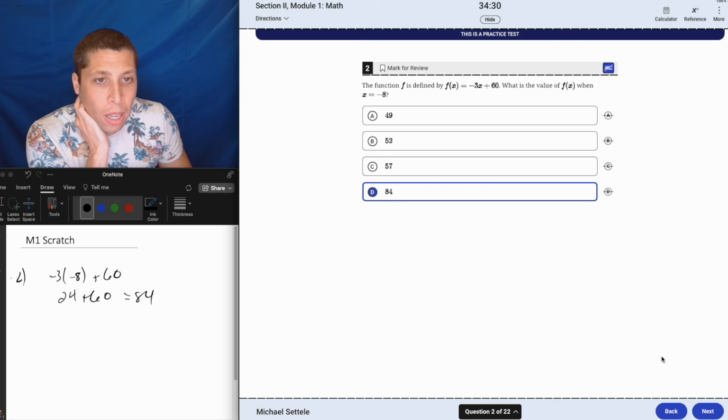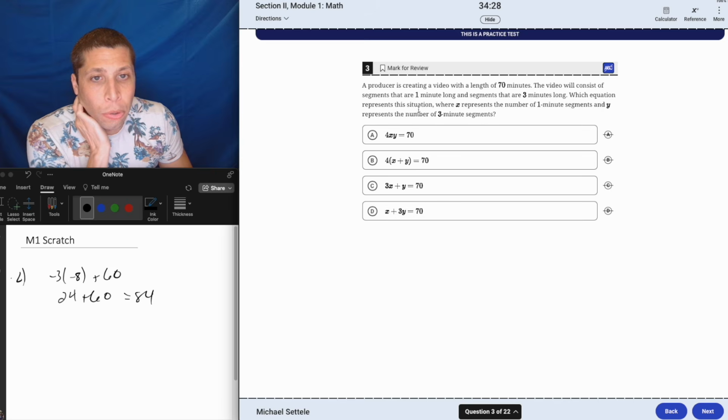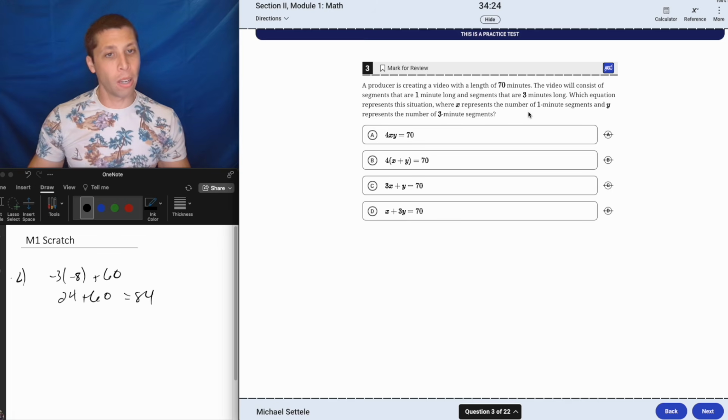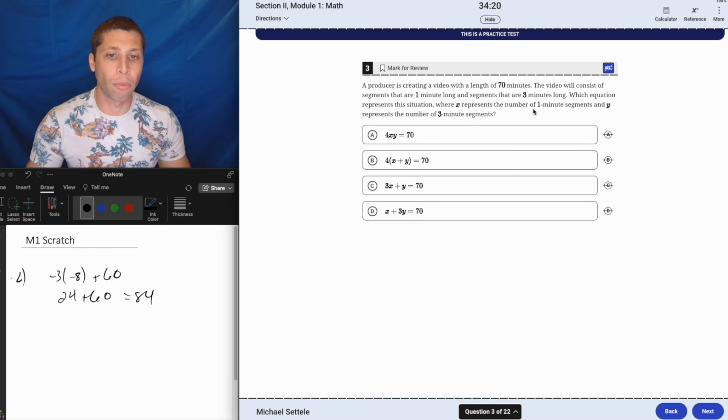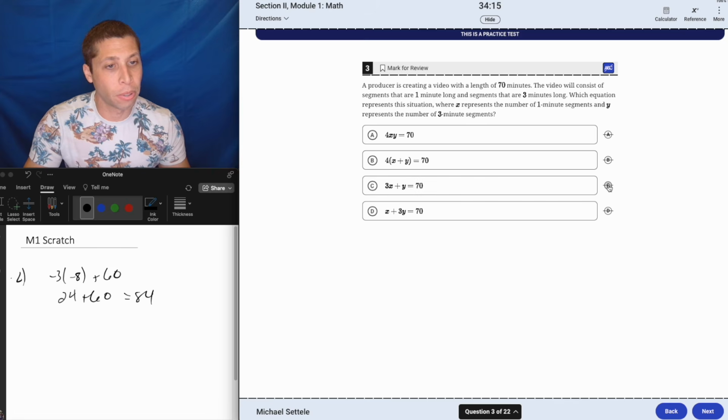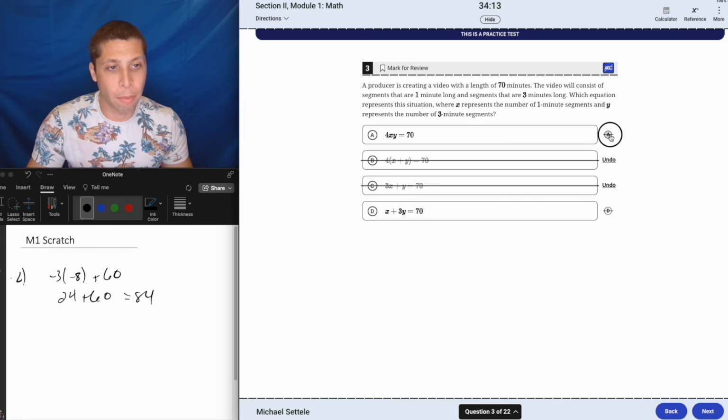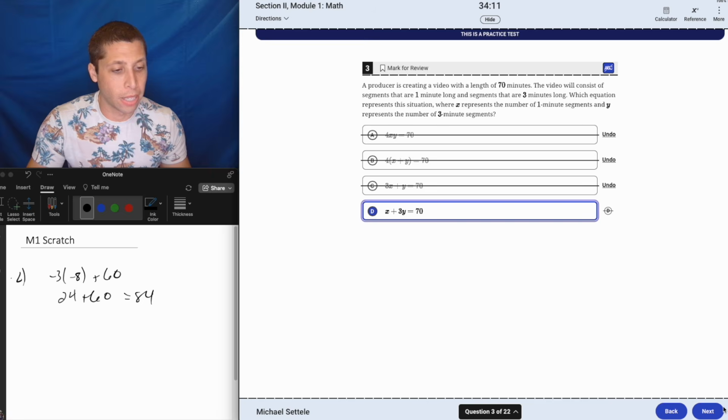Yes. Cool. A producer is creating a video with a length of 70 minutes. The video will consist of segments that are 1 minute long and segments that are 3 minutes long. Which equation represents this situation where x represents the number of 1 minute segments and y represents the number of 3 minute segments? So the 3 needs to go with the y. We wouldn't multiply them at all. And they add up to 70, yeah.